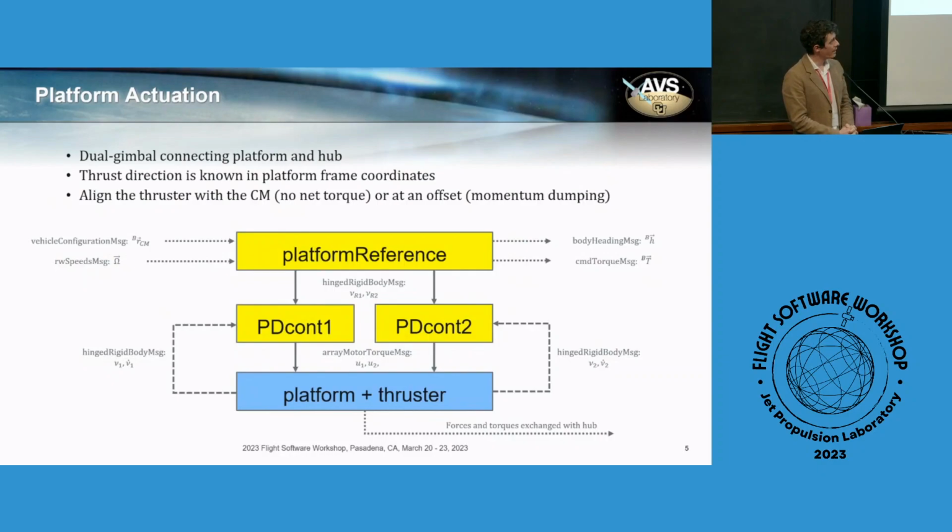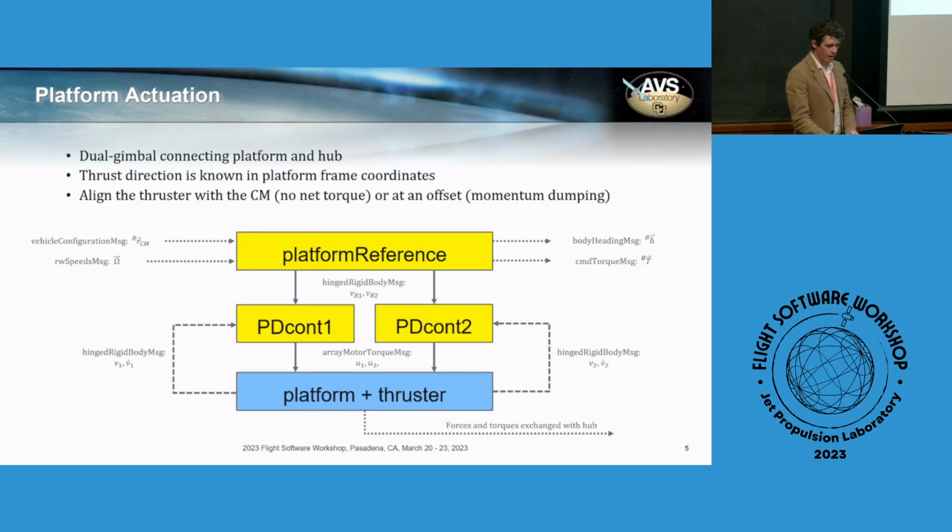In principle, we can align it with the system center of mass if we do not want the thrust to produce an external torque on the system. If we want to get a little fancier, we can articulate it such that the thruster is firing at an offset with respect to the center of mass, because that allows us to do momentum dumping. So if we have reaction wheels that are spinning at a very high rate and we ideally do not want that, we can try to make the thrust counteract that effect by dumping the momentum on the wheels.